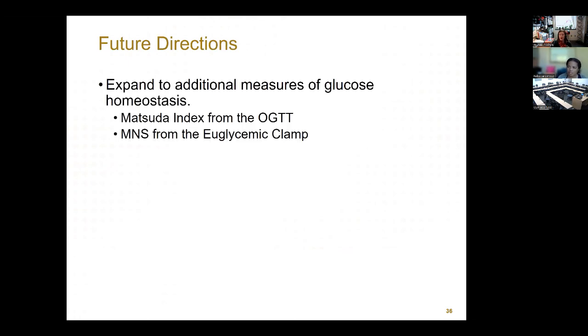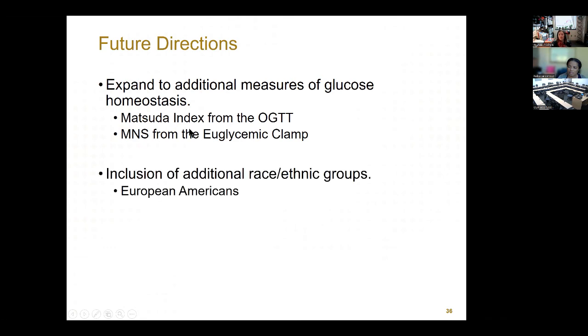So of course, our first step is resubmission of that R01, and we include expanding our measures of glucose homeostasis. Beyond basal and FSIGT, we also want to include the Matsuda index from the oral glucose tolerance test and MNS from the euglycemic clamp. It will also be informative to expand these studies to additional race and ethnic groups, particularly European Americans, if we want to create that multi-ethnic model. And we already have collaborations in place with cohorts to do that.